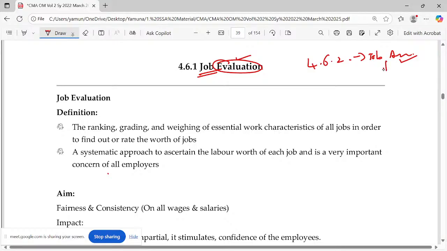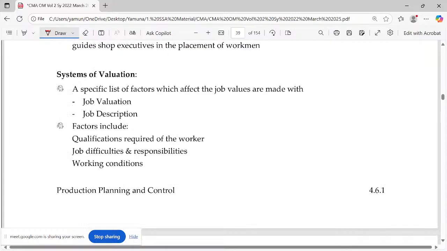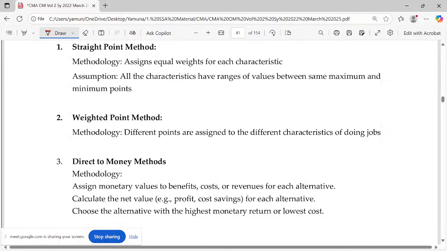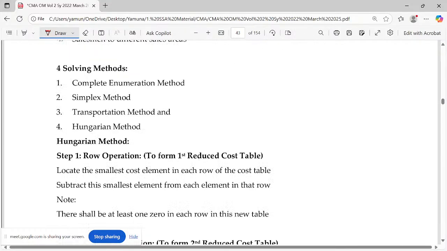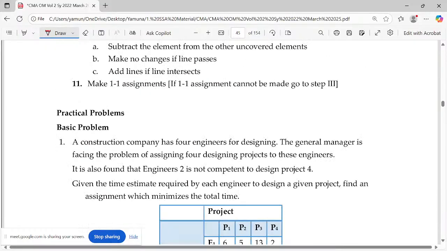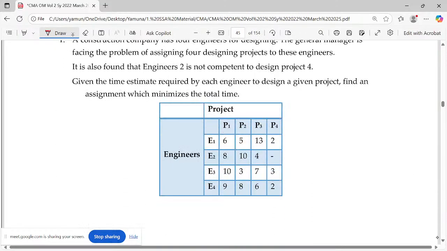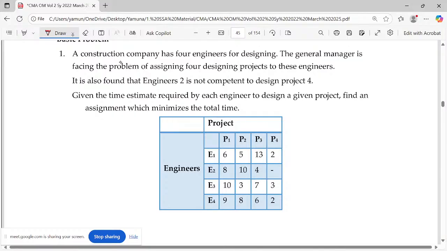See, in job assignment, we were using this technique called one-to-one assignment. Probably we have this problem. I'll go for the very first problem just for discussion's sake. This very first problem under assignment problem: a construction company has four engineers for designing, engineer 1, 2, 3, and 4. The general manager is facing the problem of assigning four designing projects to four engineers.